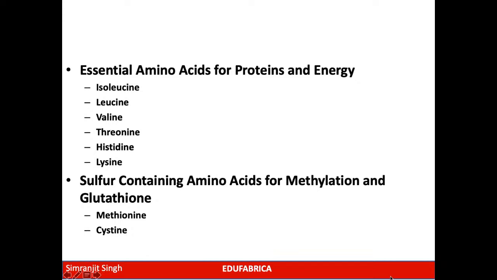Some are required as essential amino acids for proteins and energy. These are isoleucine, leucine, valine, threonine, histidine, and lysine. And the sulfur-containing amino acids, methionine and cysteine, are required for methylation and glutathione. They are also known for making disulfide bridges within the protein.